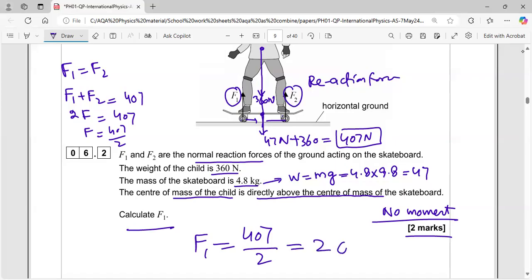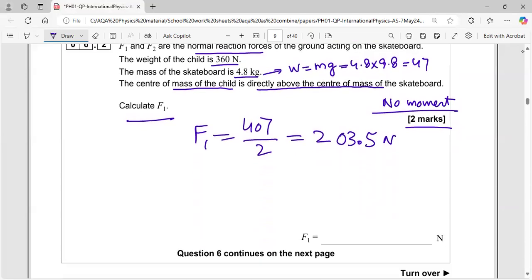So you will get 203.5 Newton. And if you have to write the answer, you can write 204 Newton, because sig figs are very important in this. You always have to write 2 or 3 sig figs in your answer if not otherwise stated with any other number.